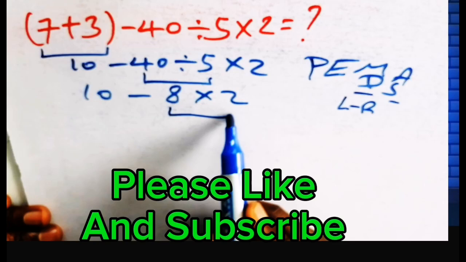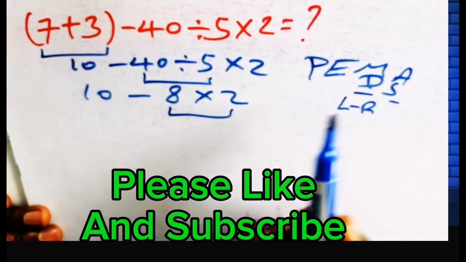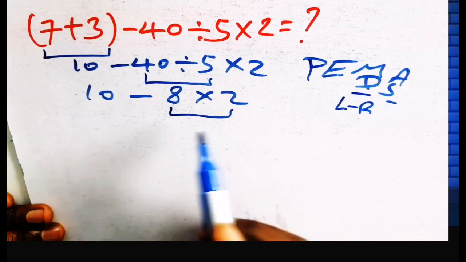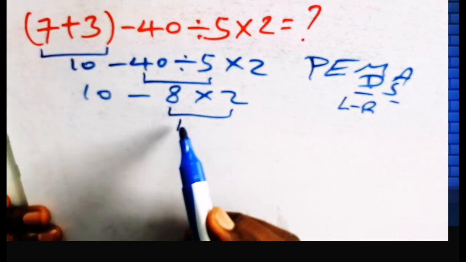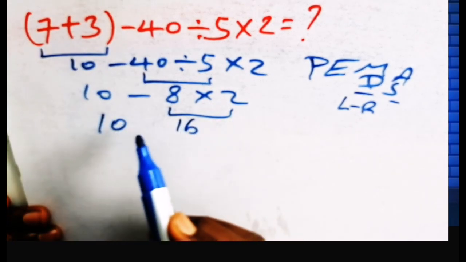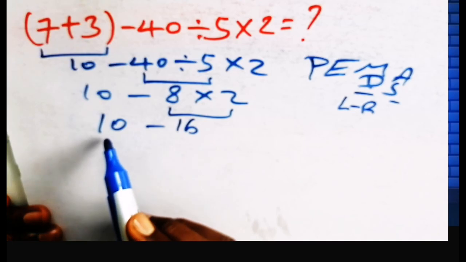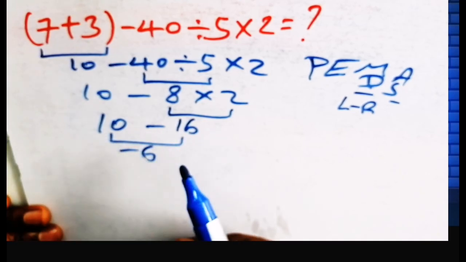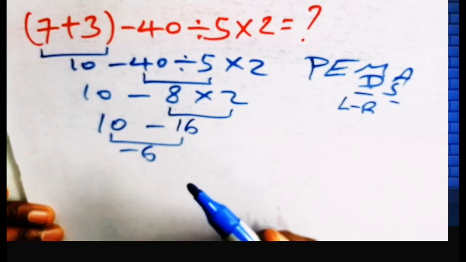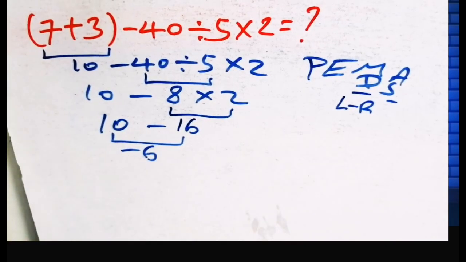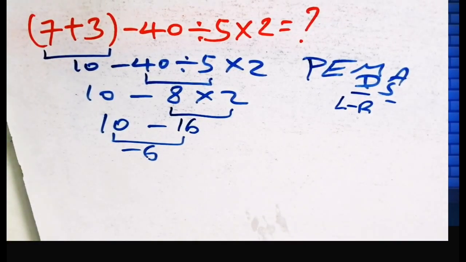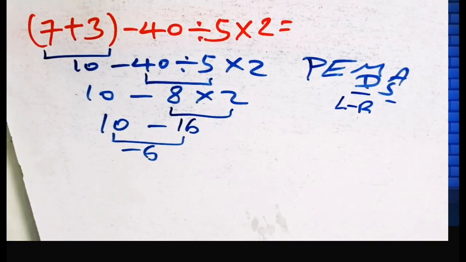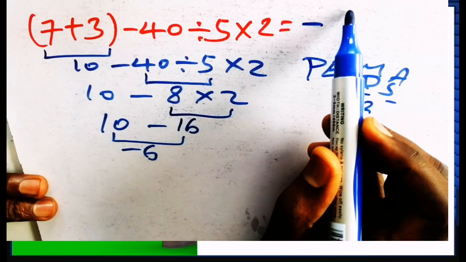Therefore, this multiplication has higher priority than this subtraction because multiplication comes before subtraction according to PEMDAS. Therefore, 8 times 2, which equals 16. Then 10 minus 16. Okay? 10 minus 16 is just negative 6. Okay? Therefore, this is the final answer of this problem. The correct answer of this problem equals negative 6.